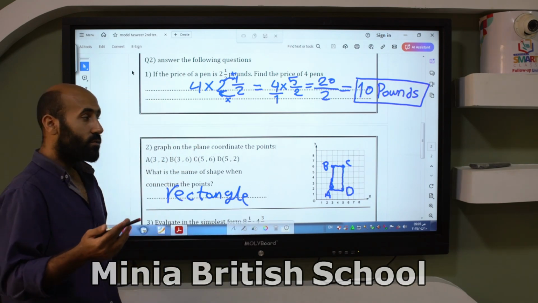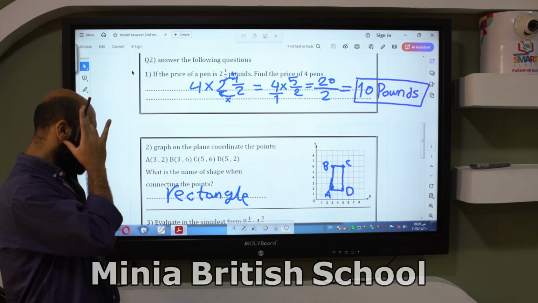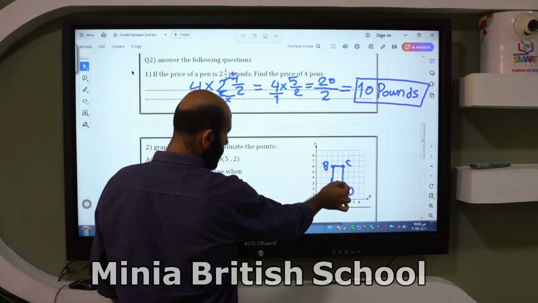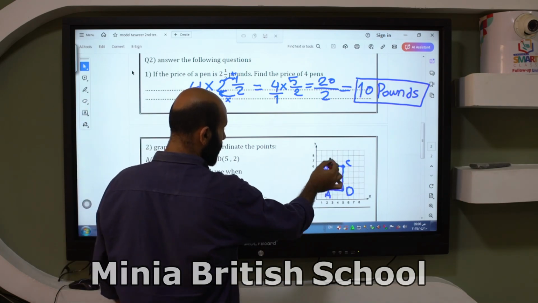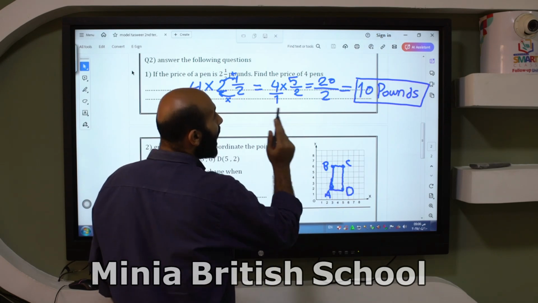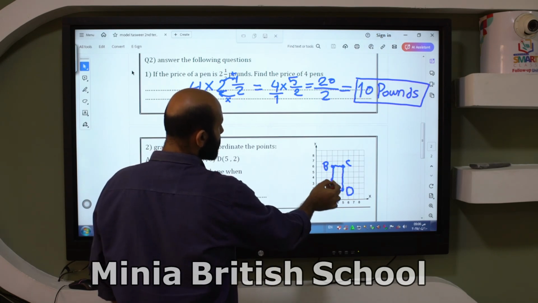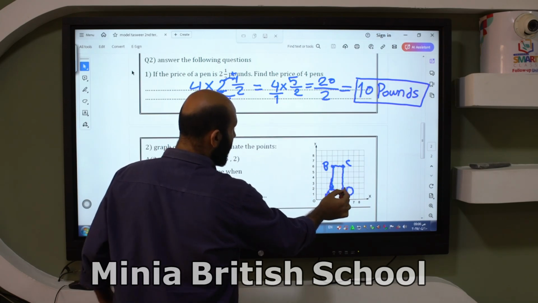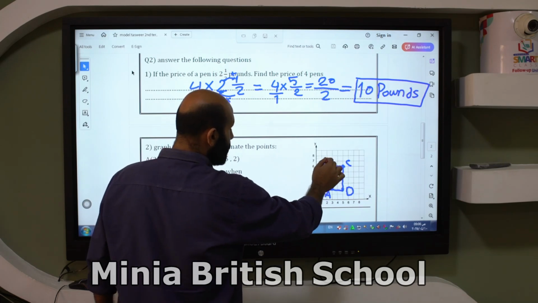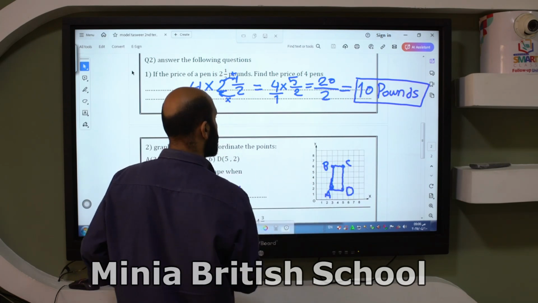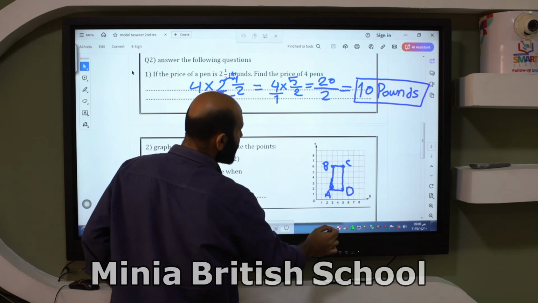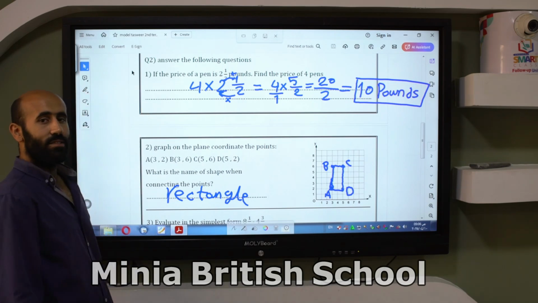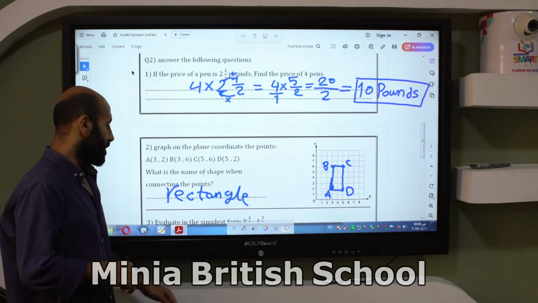How can I conclude that this is a rectangle? It's simple. I have 4 right angles, two pairs of parallel sides, and each 2 opposite sides are equal. I have BC parallel and equal to AD. I have AB equal to CD. But BC doesn't equal CD. So that means this is a rectangle. Okay, is it clear for you? Let's get to the next.